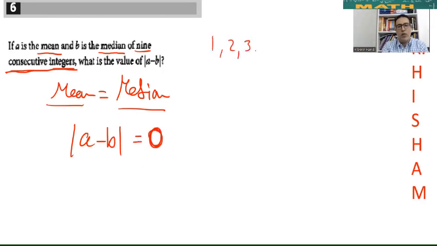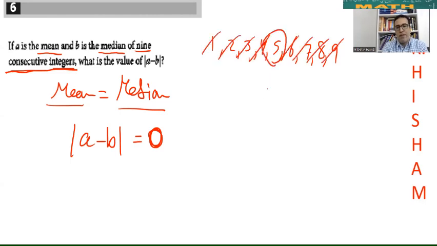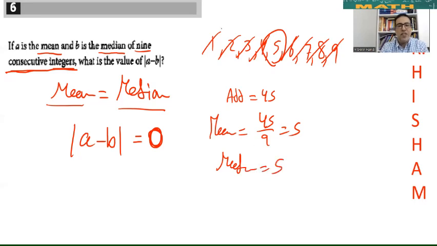1, 2, 3, 4, 5, 6, 7, 8, 9 are 9 consecutive integers. If I cancel these with that, I will find that the median is 5. If I add them all and divide by 9, the sum is 45, and 45 over 9 gives me 5. So the mean is equal to the median, which is equal to 5. And this is true for any consecutive integers, 9 of them or 7 of them. I am usually going to give you an odd number of values.